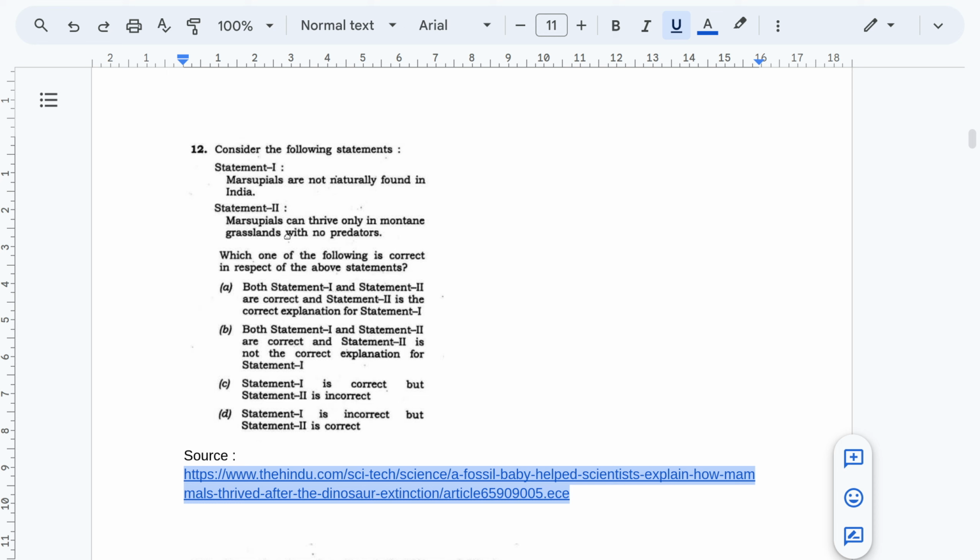So then let's go to statement 2. Statement 2 says marsupials can thrive only in montane grasslands with no predator. For this statement, I will give you one more important trick to approach the question. Whenever you find the word only, be extra cautious. Only is a very exclusive term. They are talking about a very specific thing. If any one condition is violated, the statement becomes false.